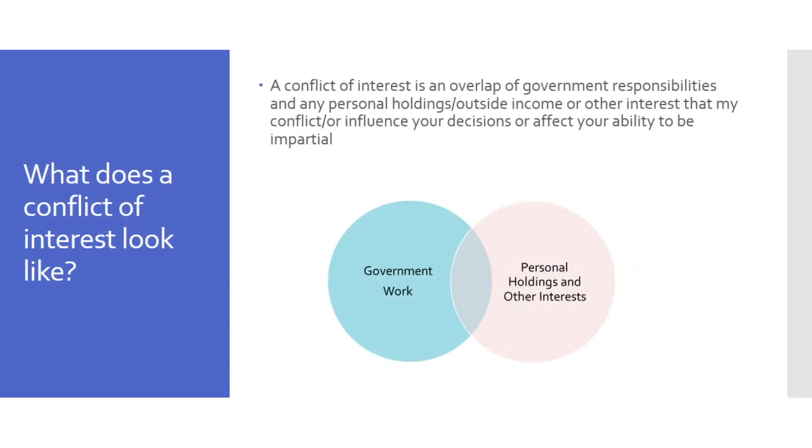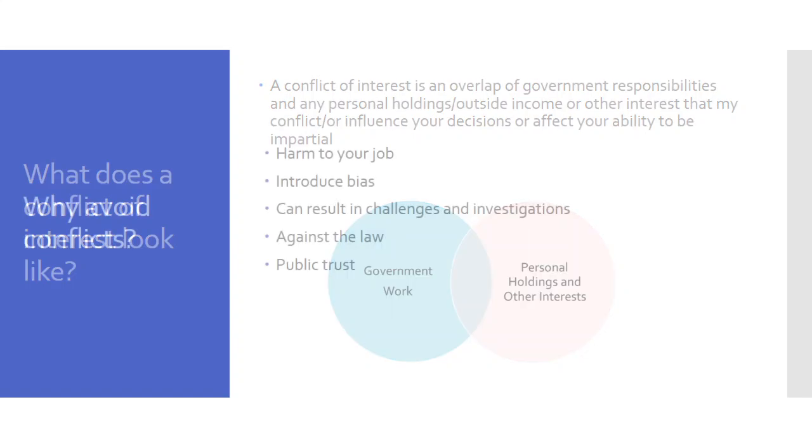What does a conflict of interest look like? Essentially, a conflict of interest is when your government responsibilities involve or affect your personal financial or other interests. A conflict of interest may influence your decisions and affect your ability to be impartial. Here's an example of a possible conflict. Let's say you are asked to serve on a source selection where your spouse's employer is a bidder. This situation might create a financial conflict of interest.